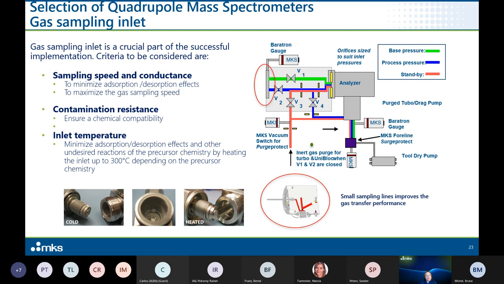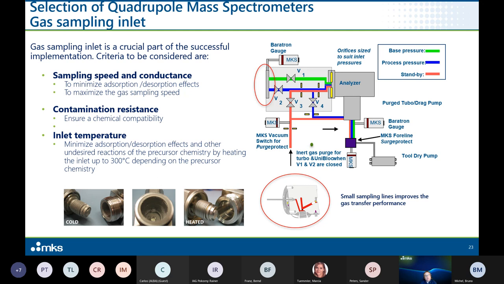And here in this case, on the right-hand side, you will see such an example of a dual-range inlet for our mass spectrometers. You can have basically two pressure ranges, two sampling paths here, one sampling path over valve number one and another sampling path at higher pressures over valve number two. And we have the whole flexibility to define different pressure regions, different operation pressures for your mass spectrometers.